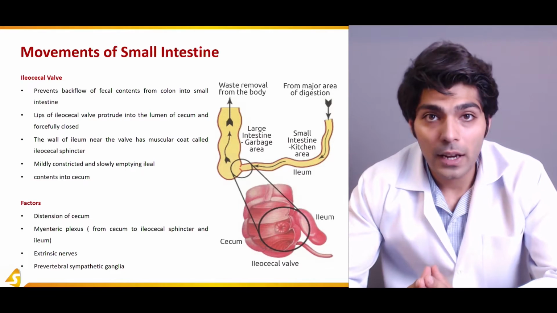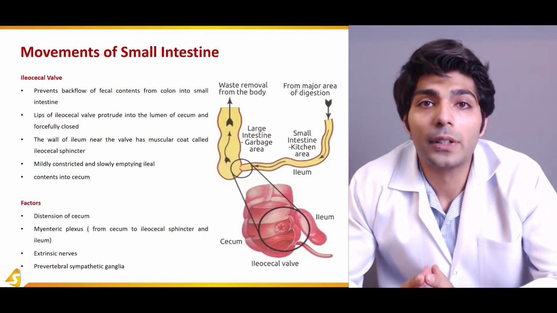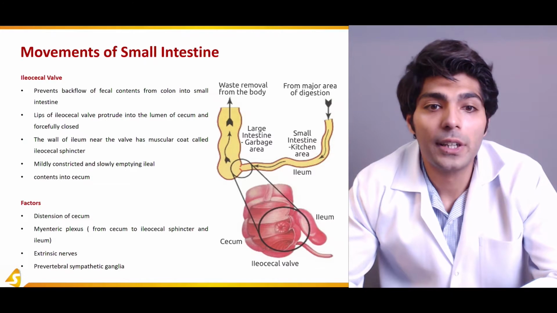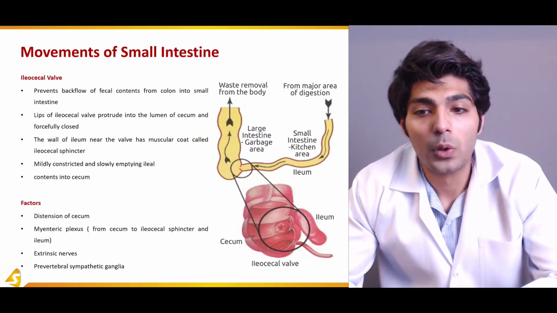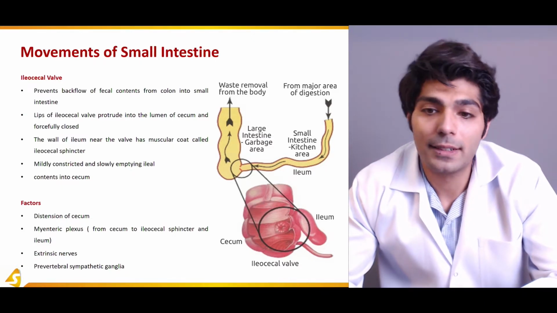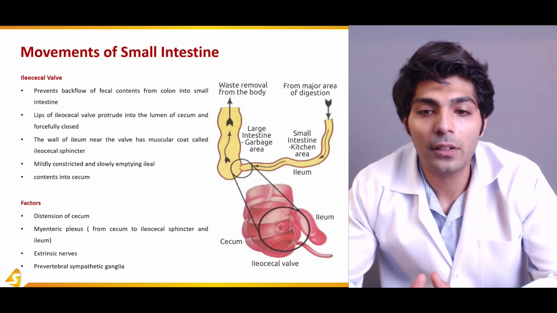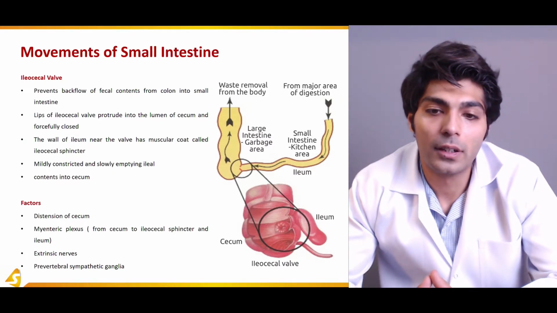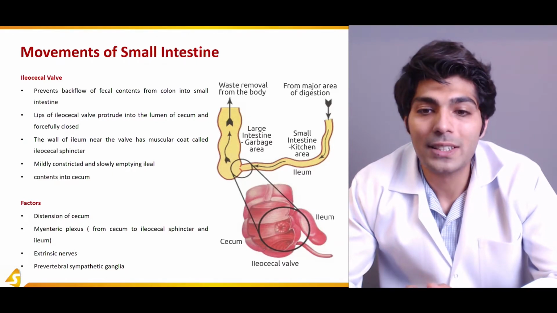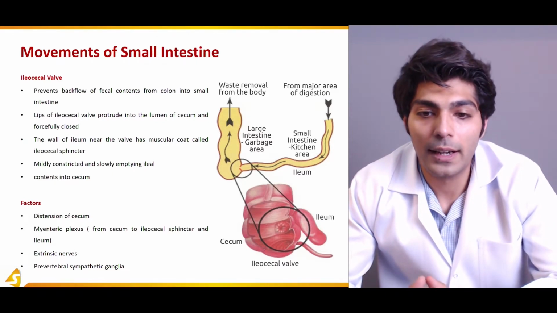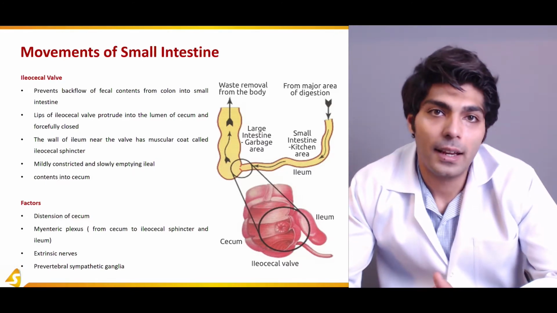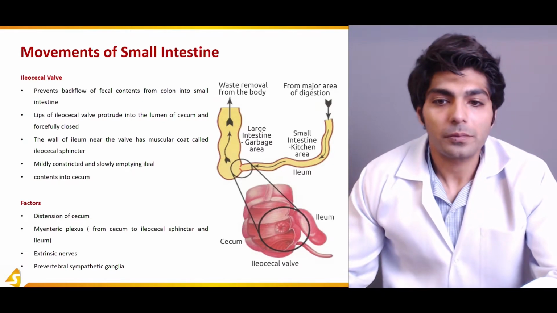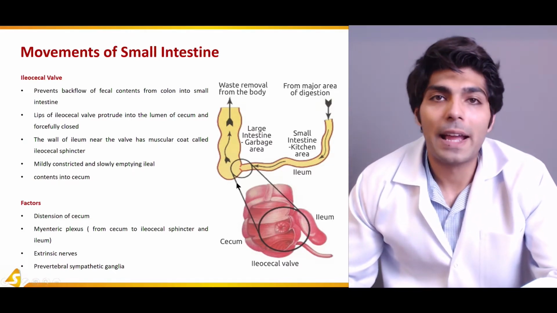So there are some factors, and the importance of the ileocecal valve needs to be considered in the movements of the small intestine. First, once the chyme gets its entry into the small intestine, after the segmentational contractions it reaches the ileocecal valve, which remains contracted. It is present at the junction of the small intestine and large intestine, so it prevents the backflow.